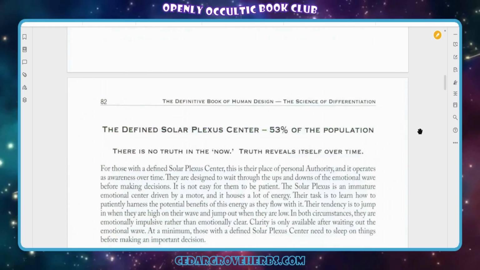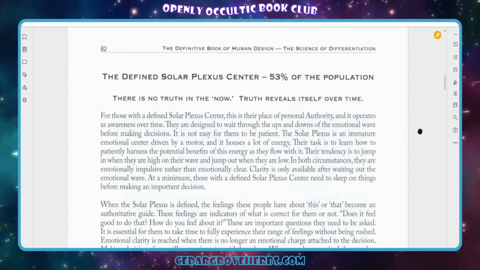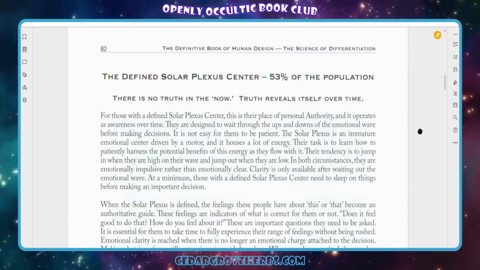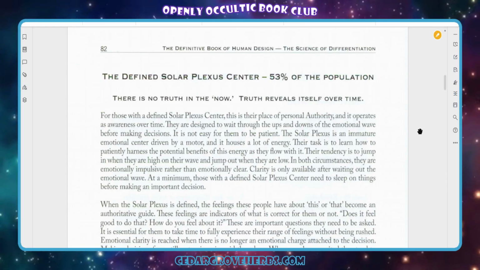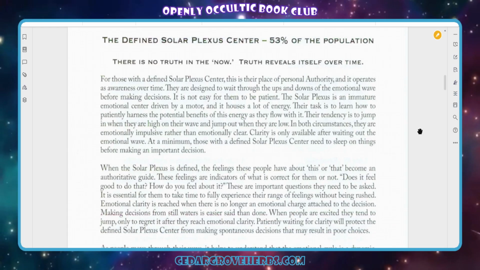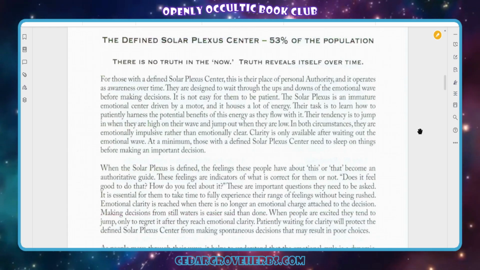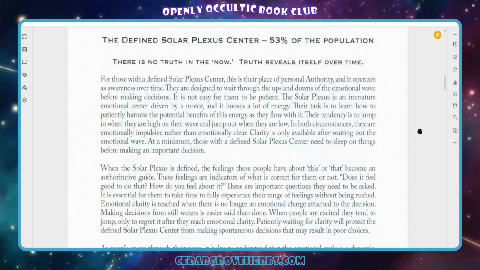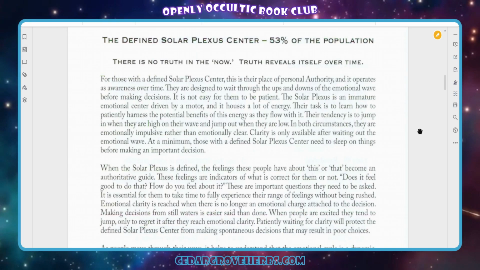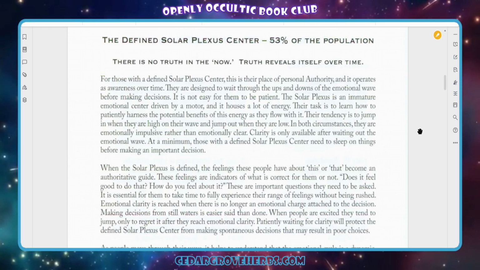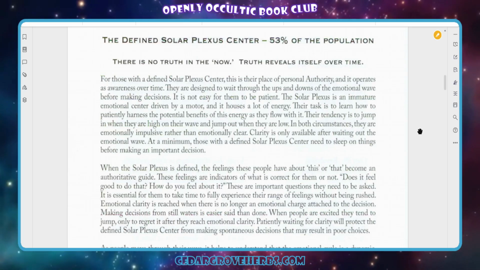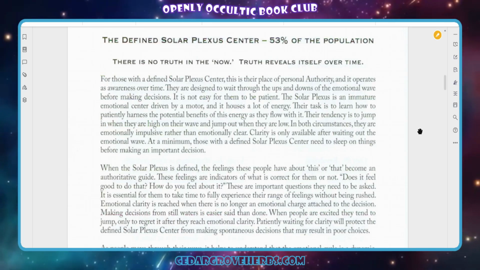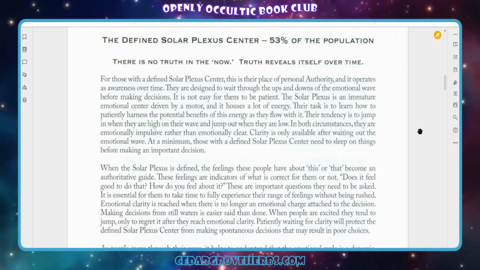Okay. Moving on, the defined solar plexus center is 53% of the population. There is no truth in the now. Truth reveals itself over time. For those with a defined solar plexus center, this is their place of personal authority, and it operates by awareness over time. They are designed to wait through the ups and downs of the emotional wave before making decisions.